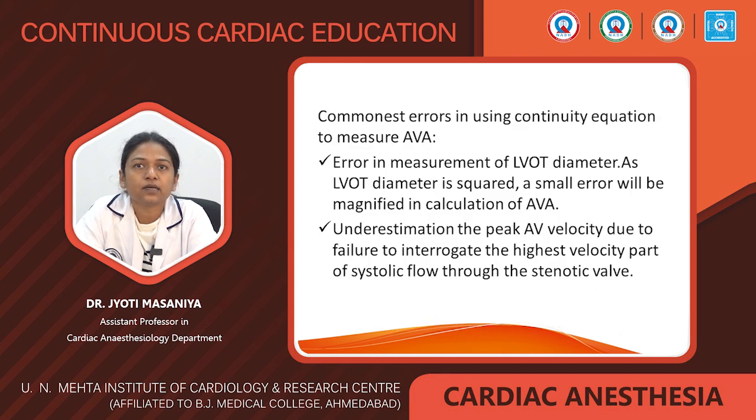The commonest error in using the continuity equation to measure the aortic valve area is error in measurement of the LVOT diameter. As LVOT diameter is squared, a small error will be magnified in the calculation of the aortic valve area. The second error is underestimation of the peak aortic valve velocity due to failure to interrogate the highest velocity part of systolic flow through the stenotic valve.